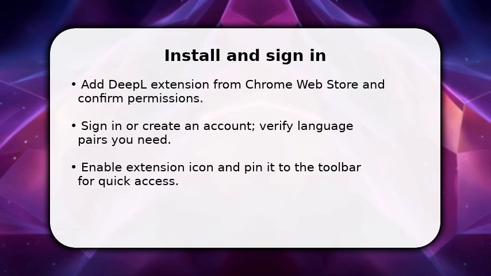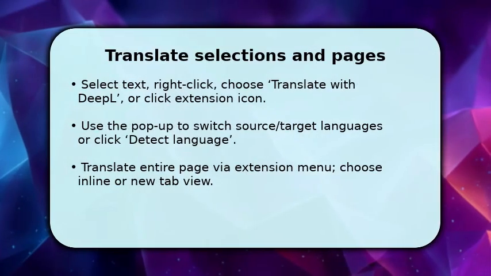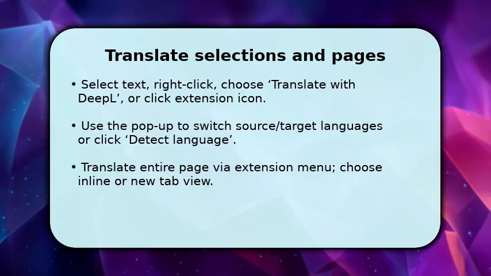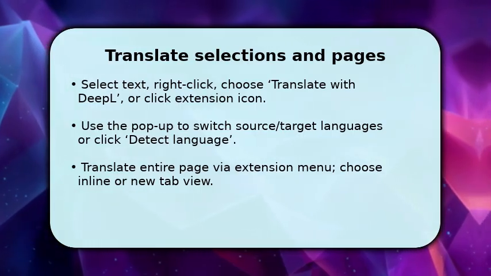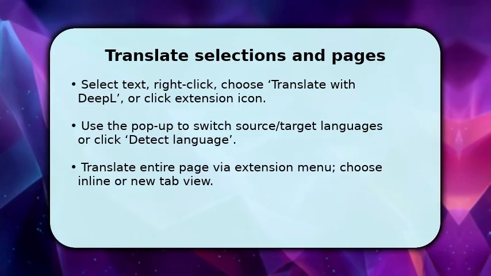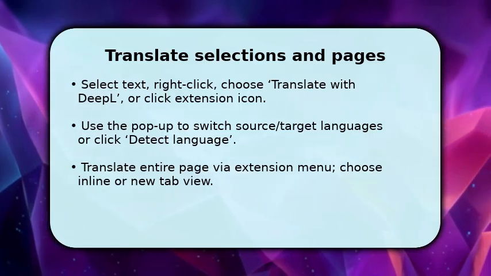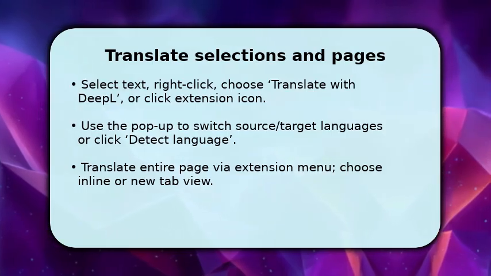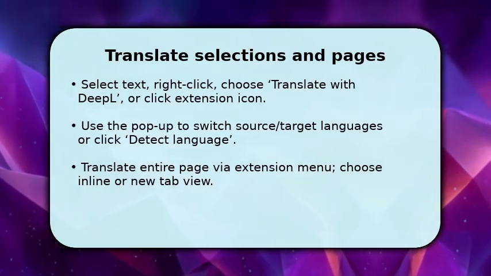You'll translate by selecting text or the whole page. Highlight a sentence, right-click and pick Translate with Deepl, or click the toolbar icon to open the pop-up. This gives you immediate inline translation and preserves context. Use the Detect Language option if you're unsure of the source. Switch target languages quickly from the drop-down.